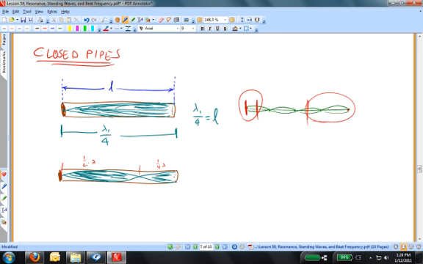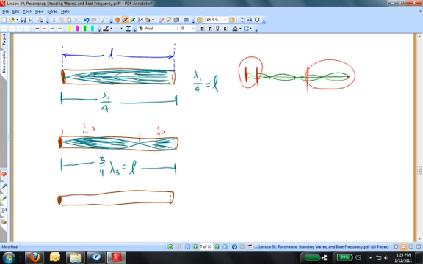This is called the third harmonic. It turns out that the even harmonics are missing in closed pipes. So this is technically referred to as the third harmonic. We'll do one more. Let's put the next harmonic inside. And I see that I have 1 1/4 wavelengths inside of this pipe. So for closed pipes, the even harmonics are missing, and these are the standing wave patterns.